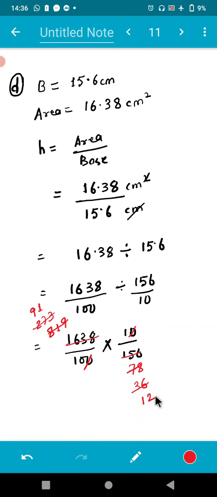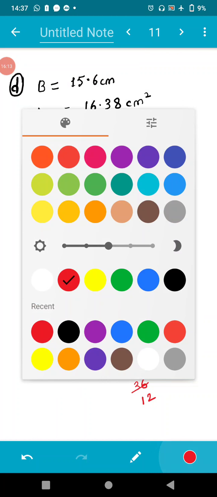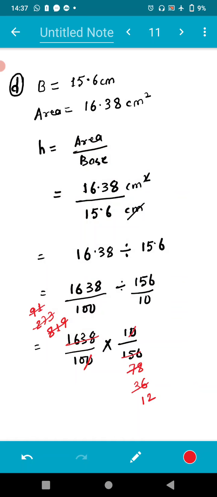Okay, now what to do? So 12 and 91 can again be reduced by 3. So 9 10. No, I have done something wrong, I guess. Let's see. Yes, I found my mistake. So the mistake is here. You see, I have written 6 here. It should have been 9. Okay, so let me rub it.